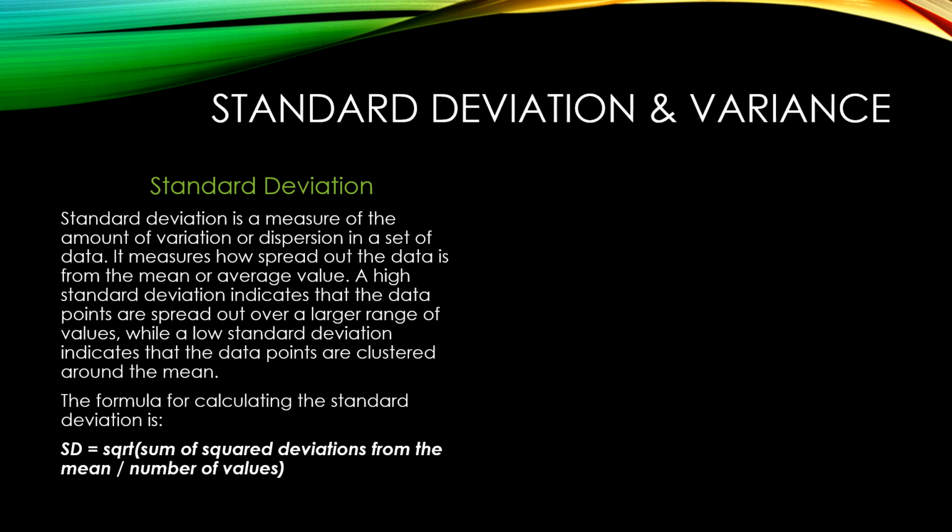All right, and then you would square that, because right here it says sum of squared deviations from the mean. Anyways, that is essentially how you would do that. And you would do that for each data point until you have your total sum, and then you would take the square root of that.